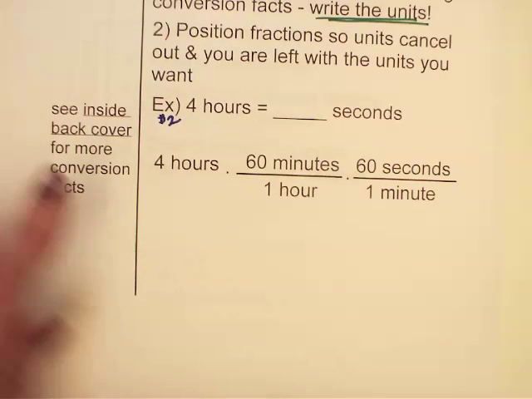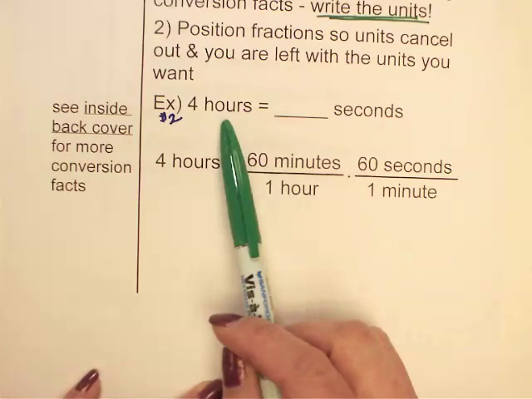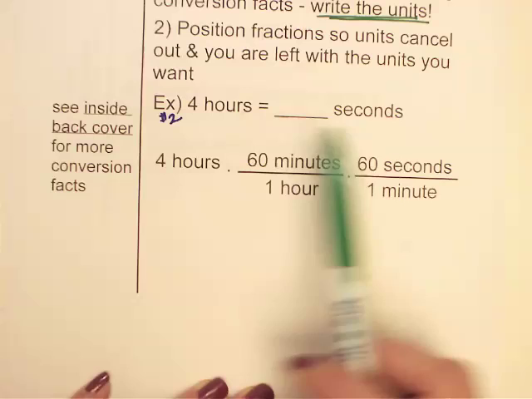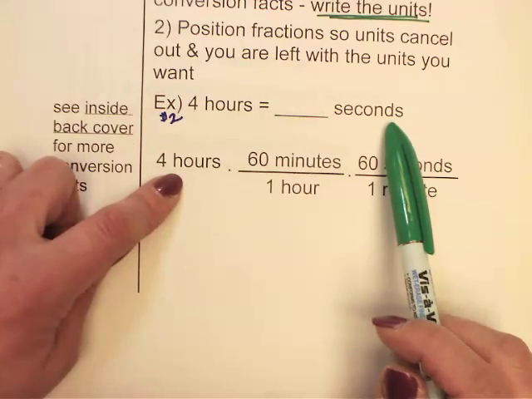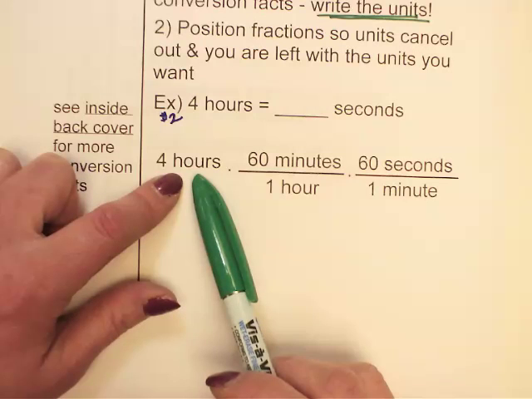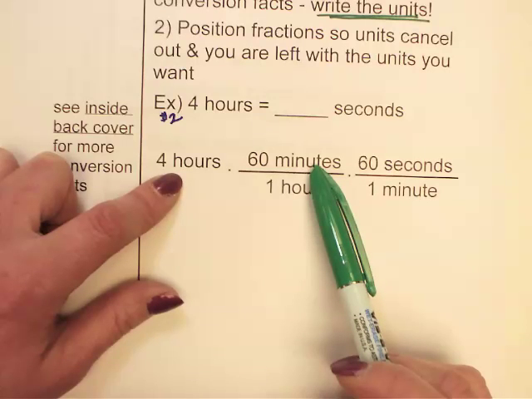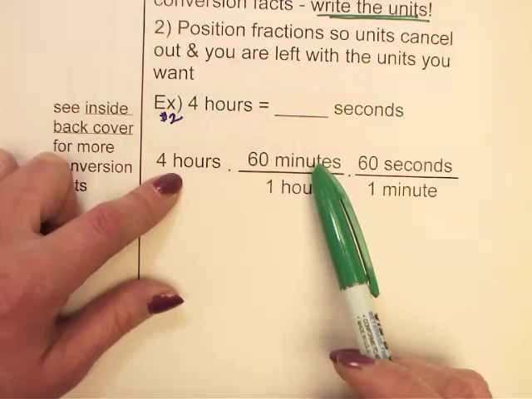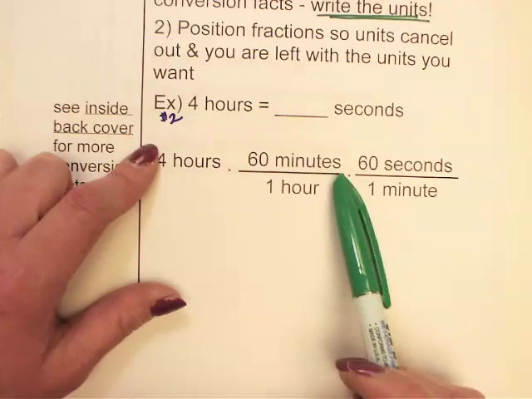Now, this is how we would set this problem up. Since 4 hours is what I need to convert, I need to make sure at the end I have seconds. So to do that, 4 hours, how many hours and how many minutes? Do I have a conversion fact for that? We know that 1 hour gives us 60 minutes. Notice where I positioned it. The hours are on the bottom with the hours because eventually they will cancel out.